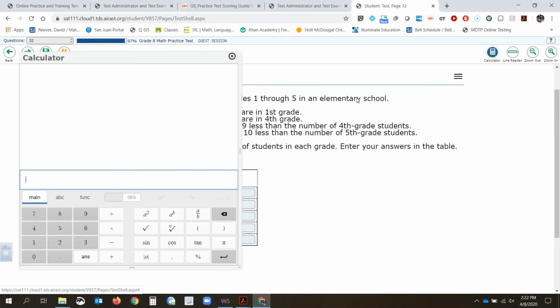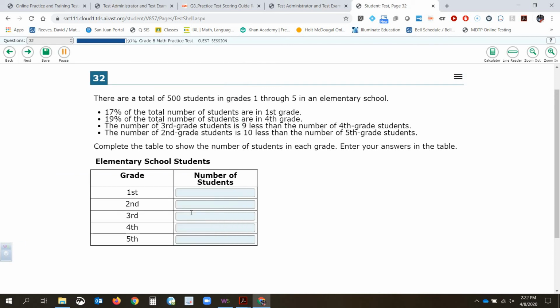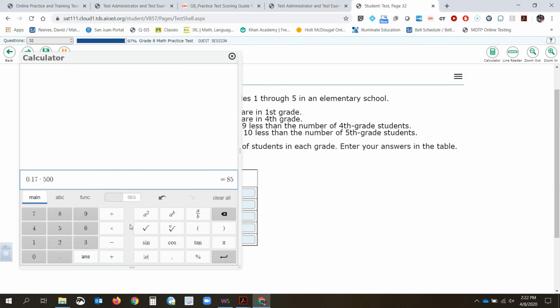Once again, they're letting us use a calculator, which is awesome. 0.17, 17% of 500 gives me 85. So right now, I'm going to go ahead to my first graders and type in the 85, because I can lock that in because I know that's correct. All right, and now for fourth graders, I'm going to clear all that out, and I'm going to do 0.19 times 500, and that gives me 95.